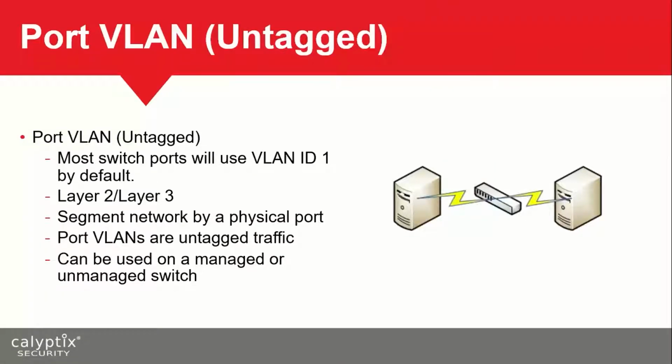So in port VLANing, we talked about it. The VLAN tag 1 will be by default. And what you'll do is you'll have your switch, and you'll just plug your switch into different ports, and those ports will be on different subnets, and they'll still be able to talk. So that's what we mean by port VLANing, segmenting the network by different ports on your firewall.